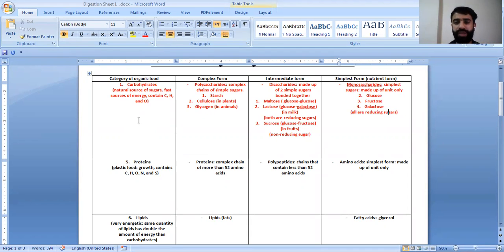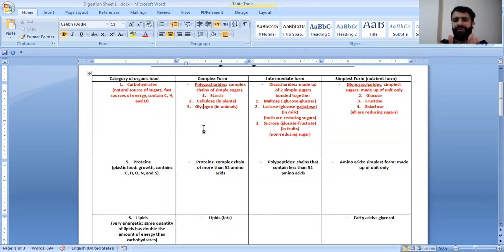and the simplest form. We said that the complex form is called the polysaccharides. Why? Because it's a chain of simple sugars, like starch, like cellulose in plants, and something called glycogen in animals. So the complex form of carbohydrate is called the polysaccharides. I'm going to underline this. The complex form, the most complicated, is called polysaccharide.